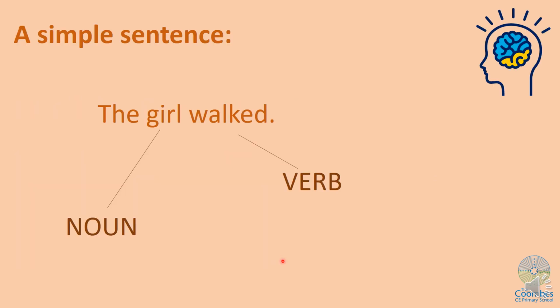So here we have a simple sentence. A simple sentence is made up of a noun, the girl, and a verb, walked. The girl walked. That's about as simple as a sentence could get. And we're going to have a little look at how we can make this sentence more interesting by extending it in different ways.